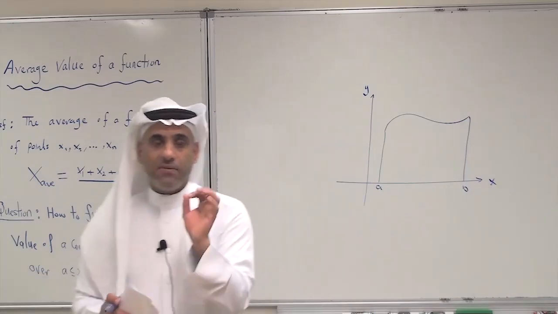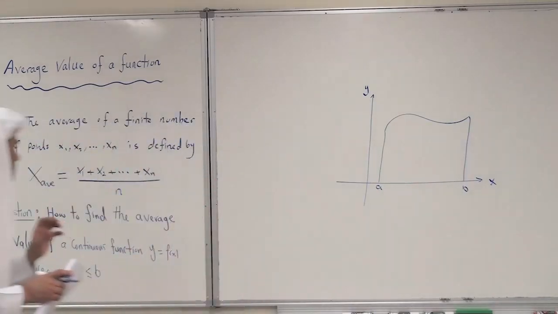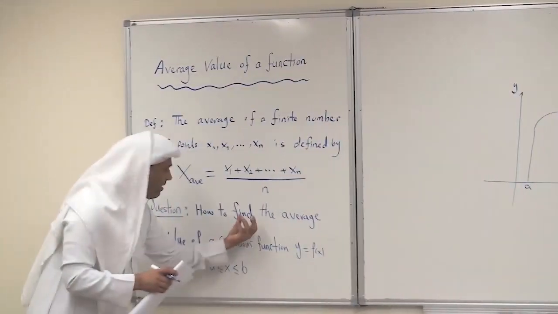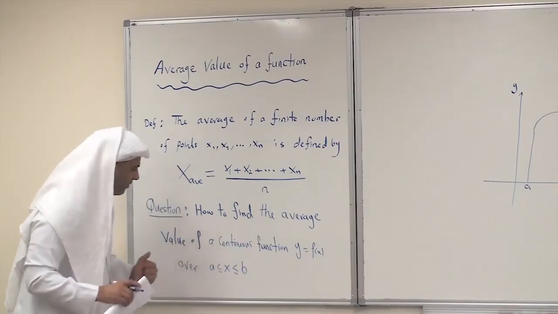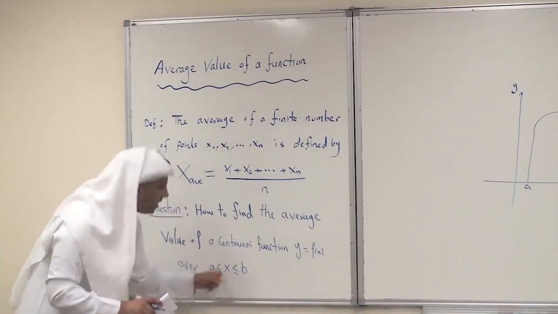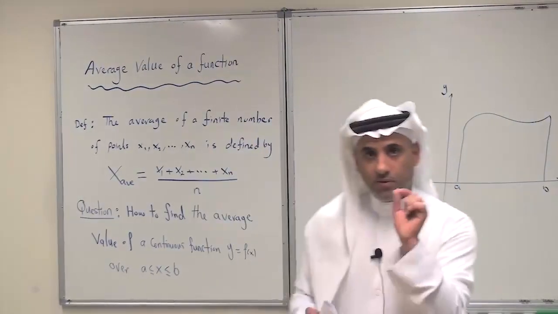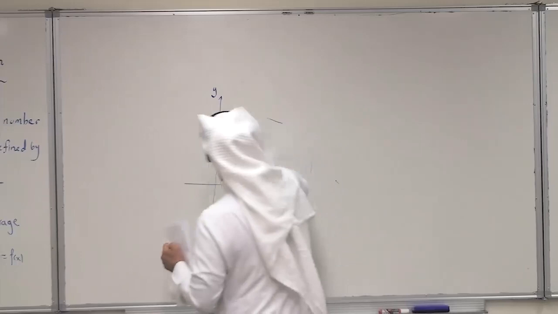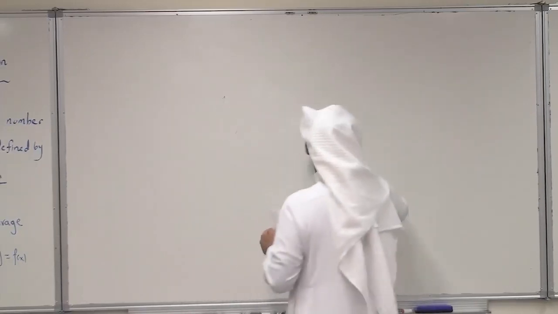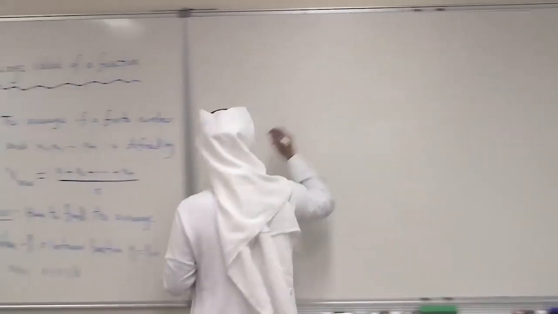This kind of average will be answered by the following argument. So what is our question here? How to find the average value of a continuous function given y equals f of x over a specific interval. Now, let us motivate the formula to find the average. So let us just draw some continuous function and then see how to find the average value of that function between a and b.